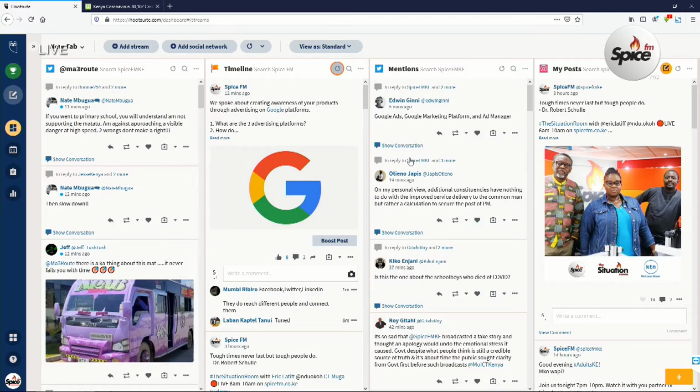Those are correct answers, but not Google platforms. But those are correct. You can actually advertise on Facebook, on social media. Absolutely, yes. Those are platforms, but those are not Google platforms. So the question is specific: if you're advertising on Google, what are the platforms that you advertise on?